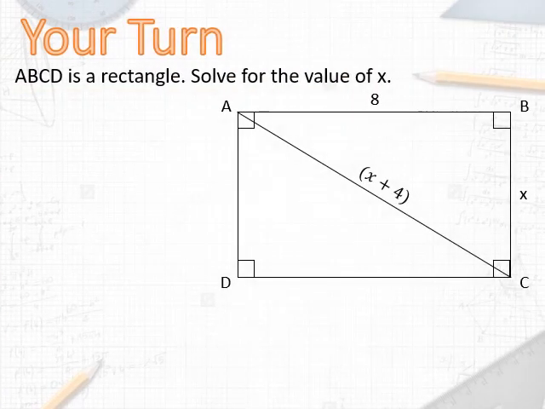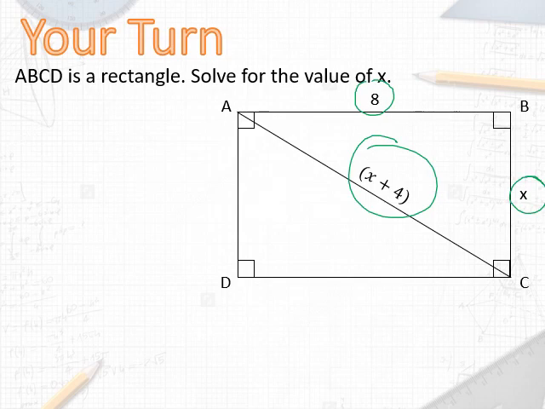All right, here's another one. And this is a kind of question that I want you to really think about because it's going to come up potentially on a benchmark if we ever do get to take a benchmark for this course. So we've got 8, we've got x, and we've got x plus 4, all part of a rectangle and of course another right angle triangle.